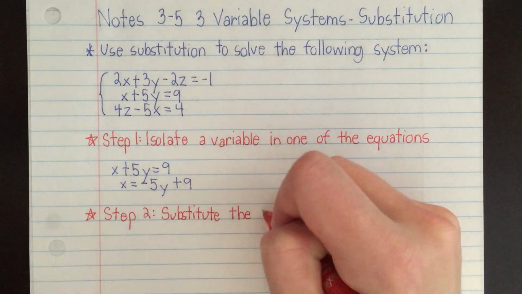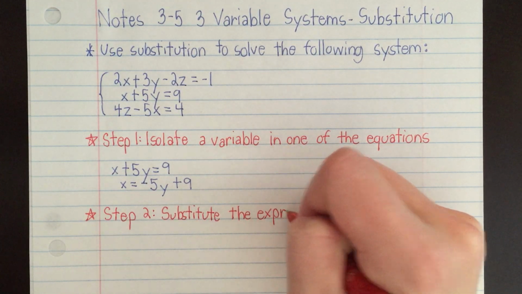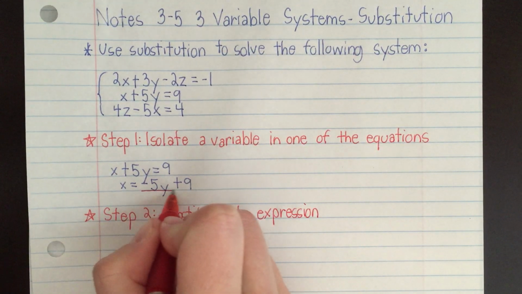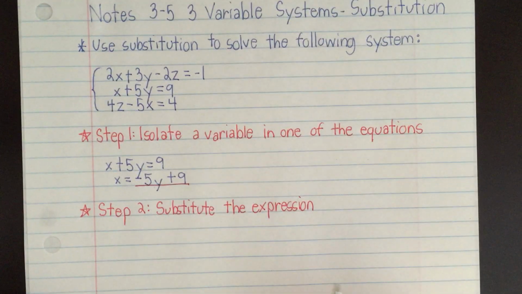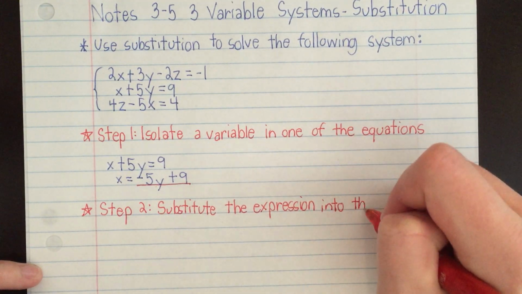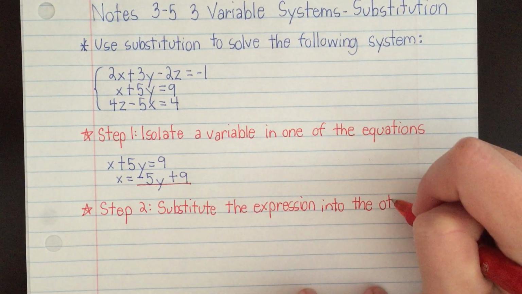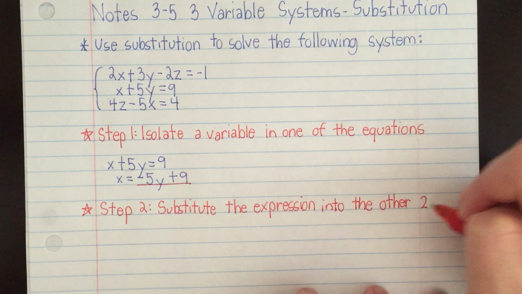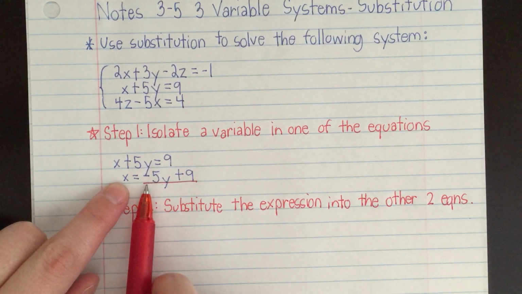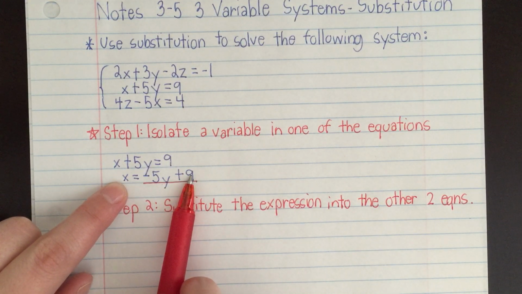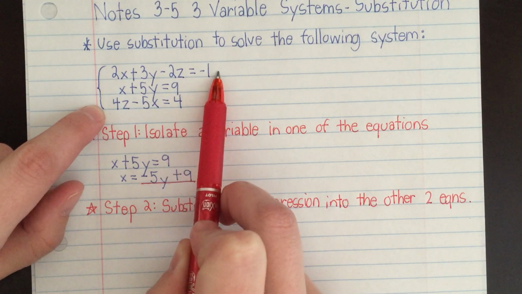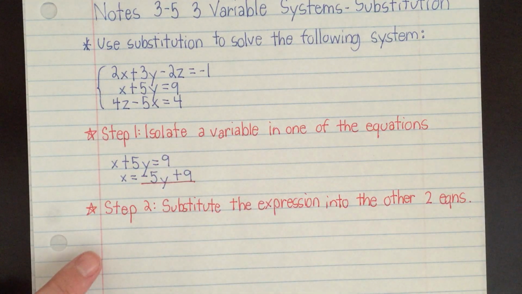Now that I have isolated a variable in one of the equations, step number 2 is to substitute the expression, that means what the variable equals, into the other two equations. So I'm going to take what x equals, which is this, and substitute it into the other two equations that I haven't messed with yet, the top one and the bottom one.